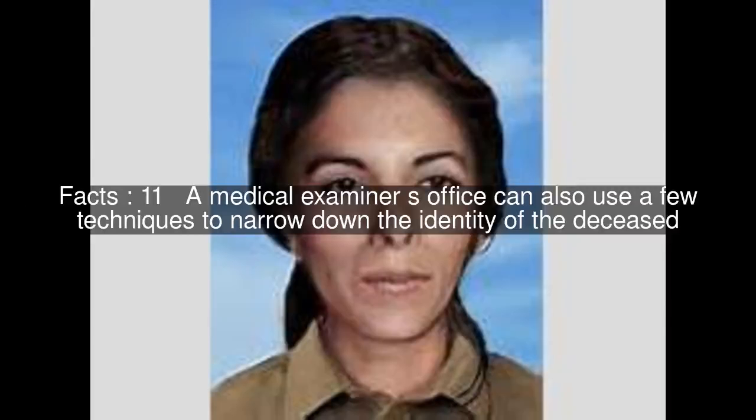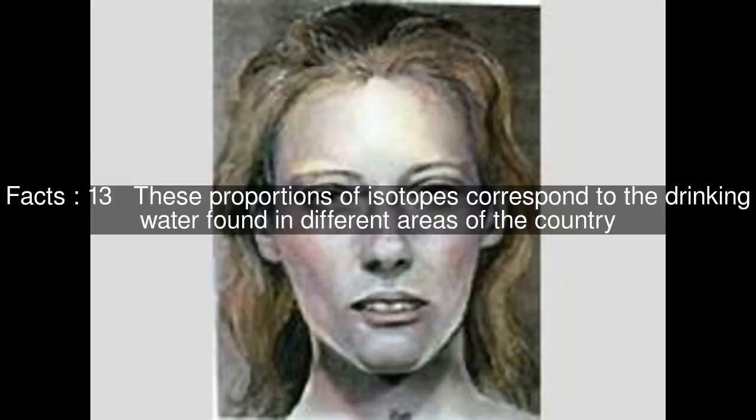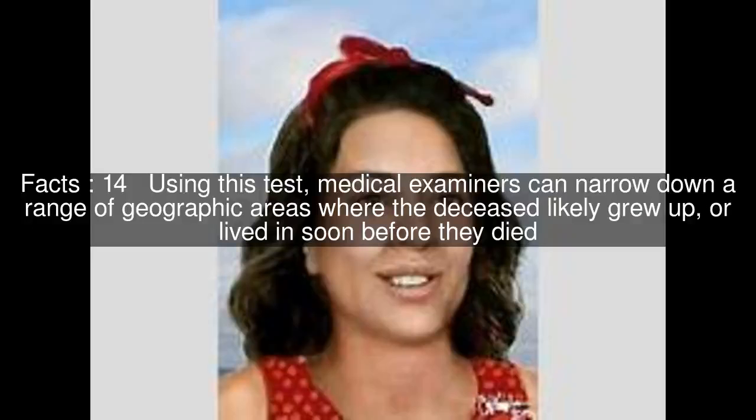A medical examiner's office can also use a few techniques to narrow down the identity of the deceased. An isotope test measures the proportion of certain oxygen and/or strontium isotopes found in the teeth. These proportions of isotopes correspond to the drinking water found in different areas of the country. Using this test, medical examiners can narrow down a range of geographic areas where the deceased likely grew up, or lived in soon before they died.